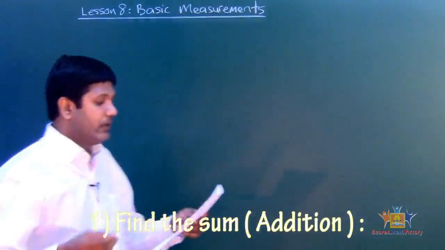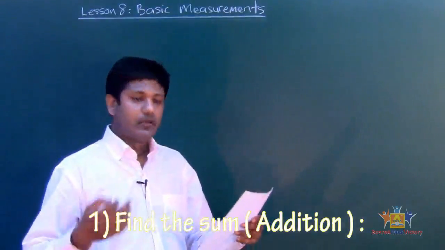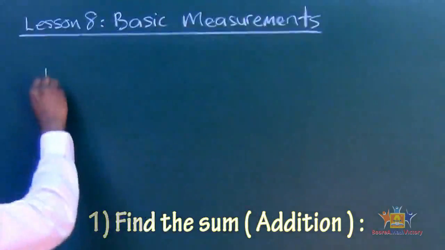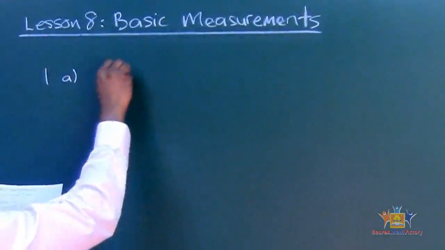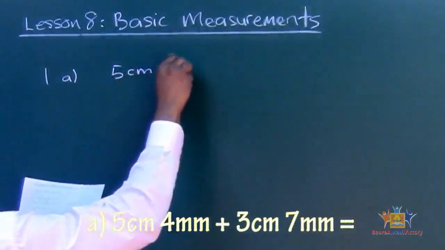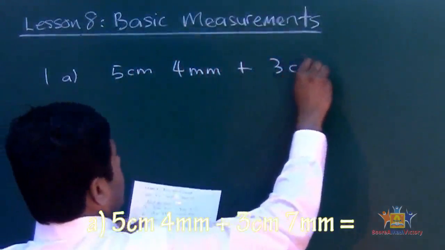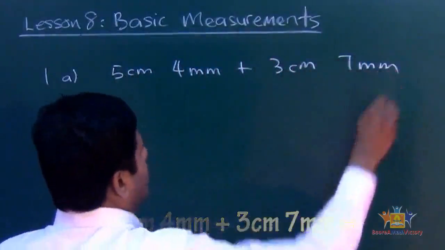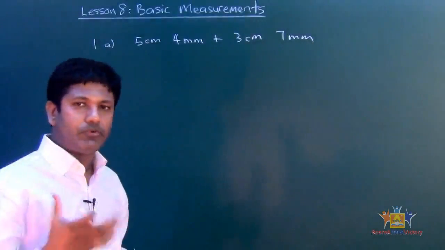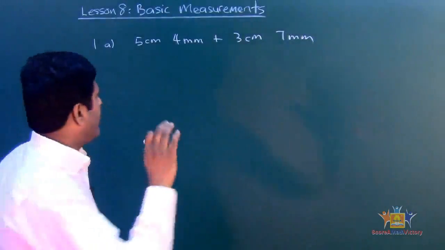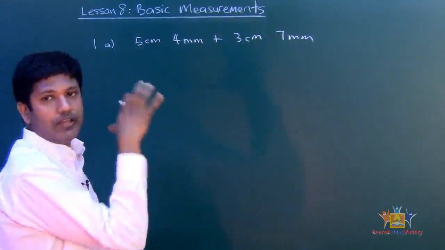Now the first one is with the addition, okay? Find the sum. So you're given 1A: 5 centimeters, 4 millimeters plus 3 centimeters, 7 millimeters. Whenever you have a problem like this, what do you do? You line them up. Never try to add like this. You line them up, alright?